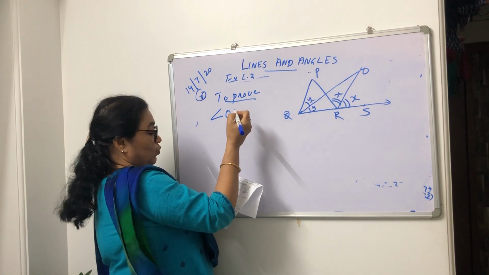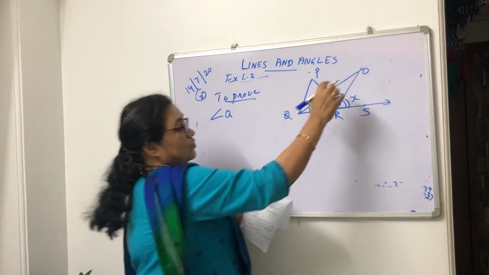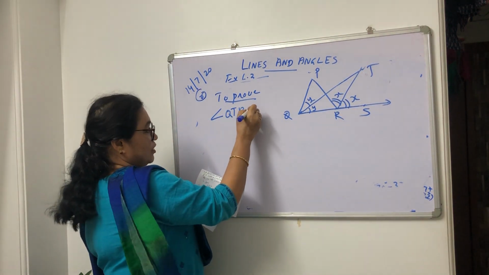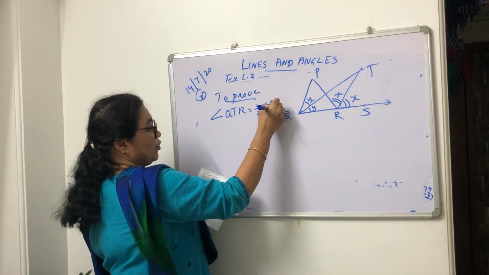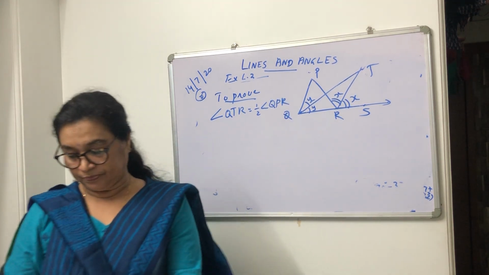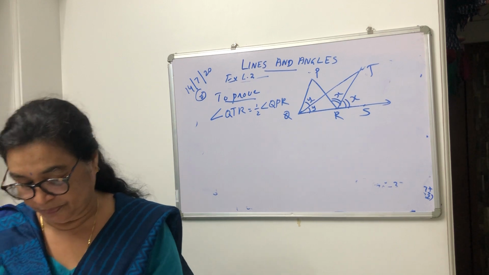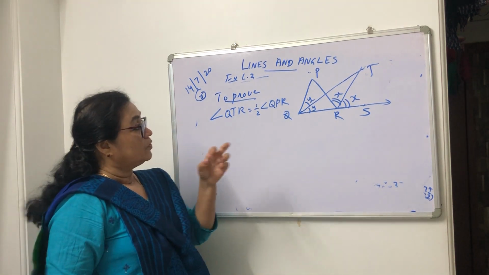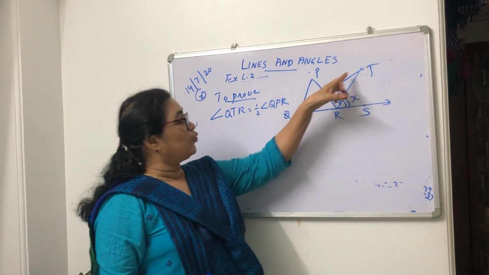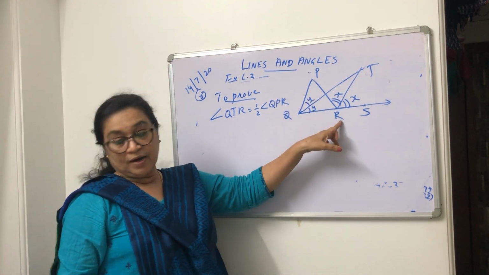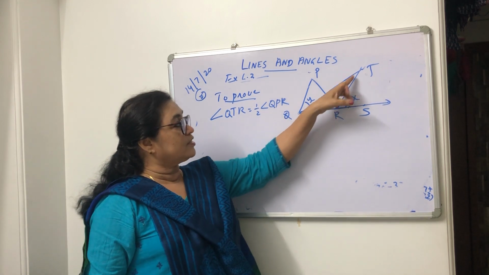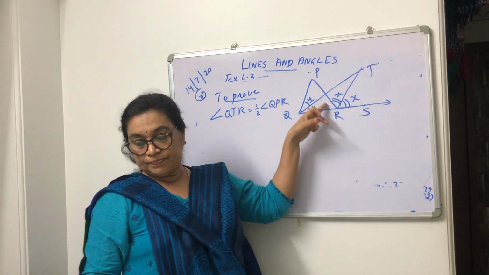angle QT, this is not O, this is QT. Angle QTR equal to half of angle QPR. So we want to find out the relation between this QTR and QPR. These are the two things you require. So first I am taking this triangle QTR.